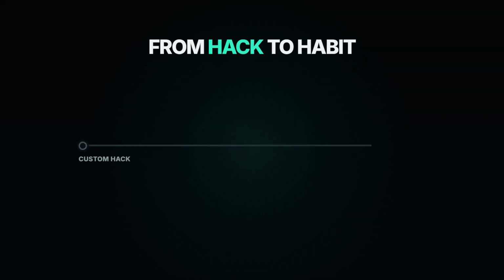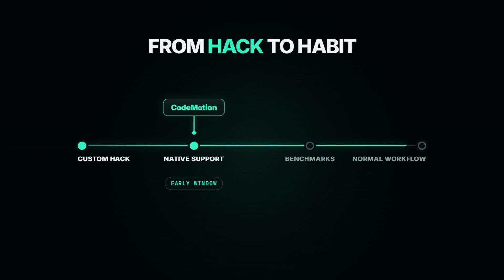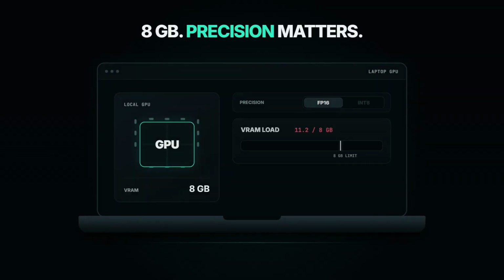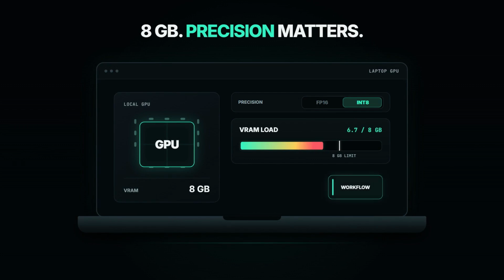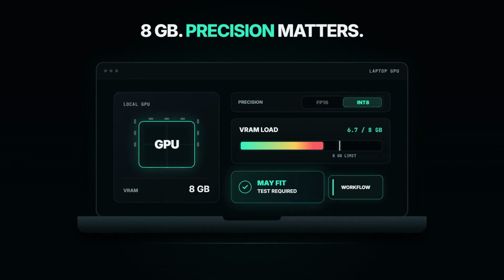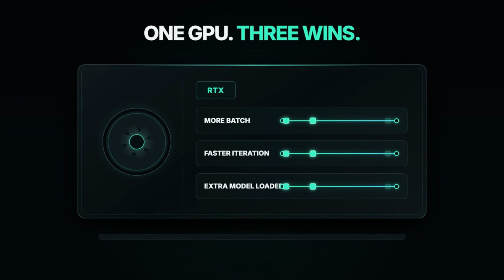If this is early, that is the opportunity. Early format shifts are when workflows, benchmarks, and best practices are still being discovered in public. For a laptop or smaller desktop card, the promise is obvious. If the same workflow fits in less VRAM, more people can actually run it locally. For bigger GPUs, the win may be throughput. The same card can batch more, render faster, or keep extra models loaded beside the main pipeline.